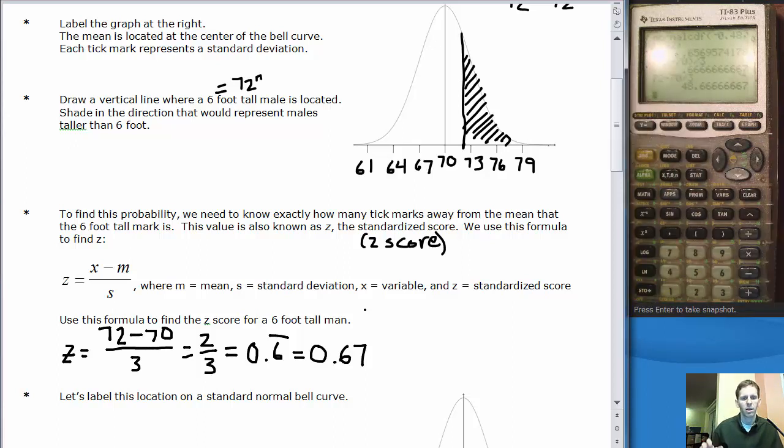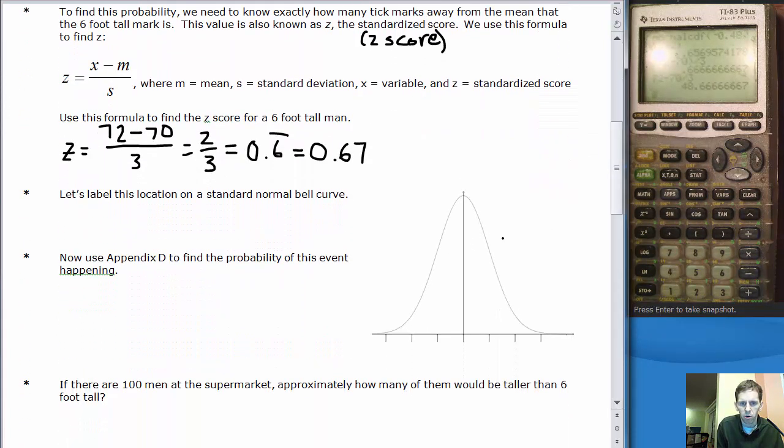Now we're going to label this location on a standard normal bell curve, and I'm going to scroll down a little bit here so you can see our new bell curve. These represent tick marks. You can think of this as being 0 tick marks from the mean. This is the mean right here, 0. And then we've gone 1, 2, 3 tick marks in the positive side, -1, -2, -3 tick marks away.